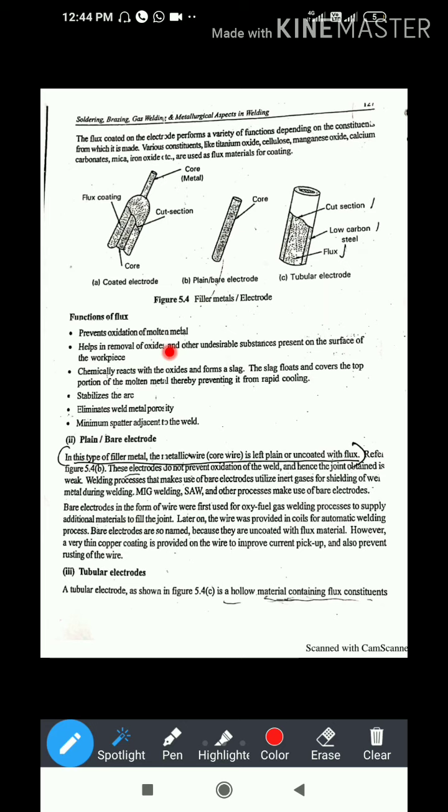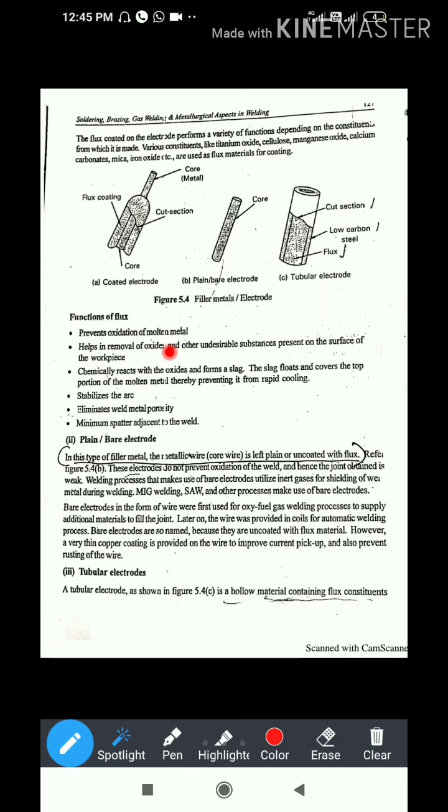Stabilize the arc. Stabilize the arc means what? It gives shelter to the arc, due to which atmospheric contamination or atmospheric air pressure doesn't disturb the arc during burning. The arc at the initial stage has a burning flame, and the same burning flame is controlled due to the flux.